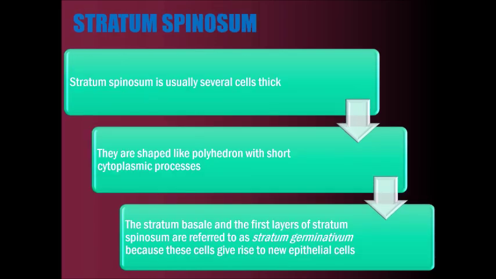For the stratum spinosum, it is several cells thick. The cells are shaped like polyhedrons with short cytoplasmic processes. The stratum basale and the first layer of the stratum spinosum are referred to as stratum germinativum, because these cells give rise to new epithelial cells.